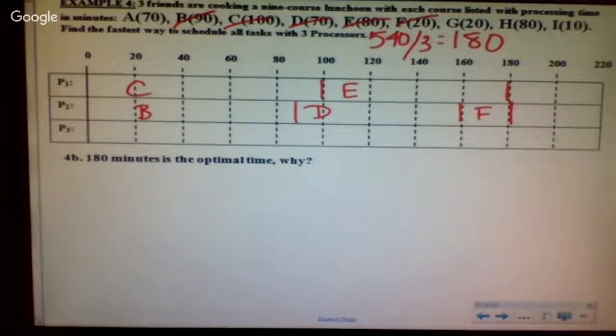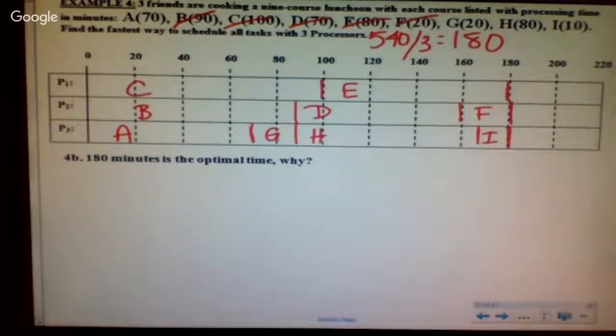So what does that leave me for processor 3 then? A, G, H, and I. That's 70, 20, 80, and 10, which gives me 180. So A is 70. G takes me out to 90. H then takes me out to 170. And I takes me to 180.